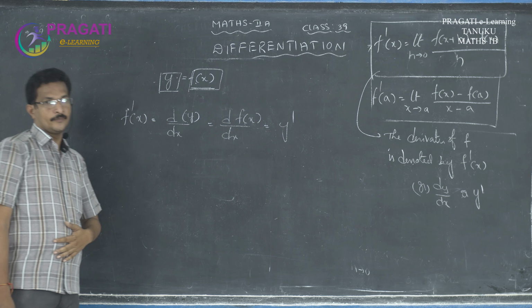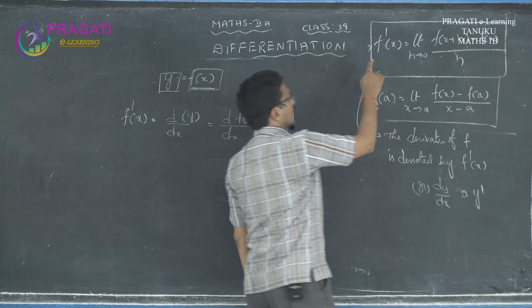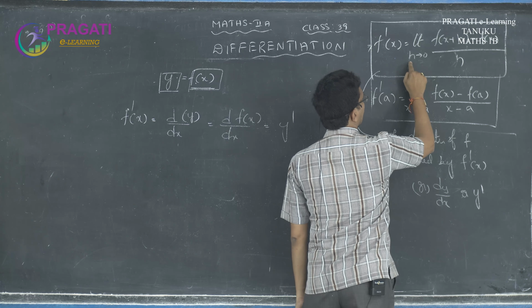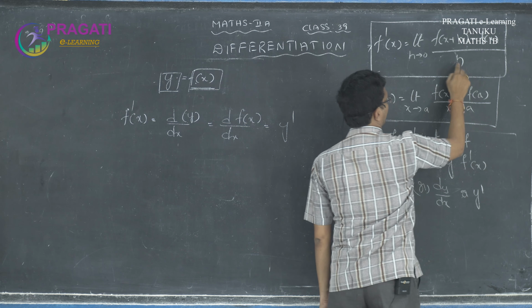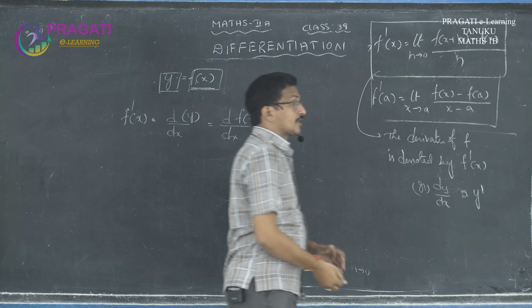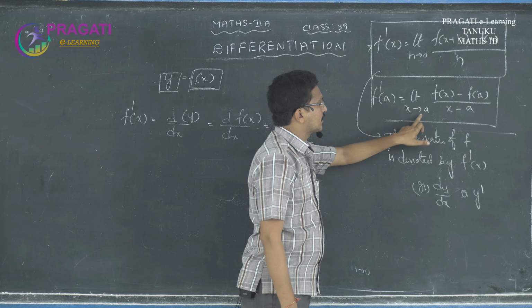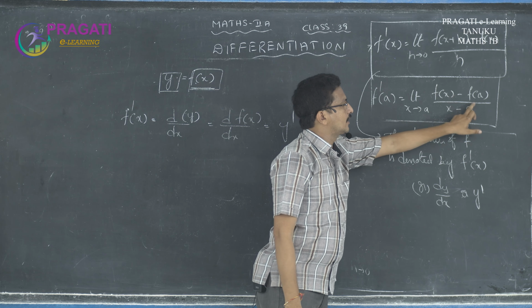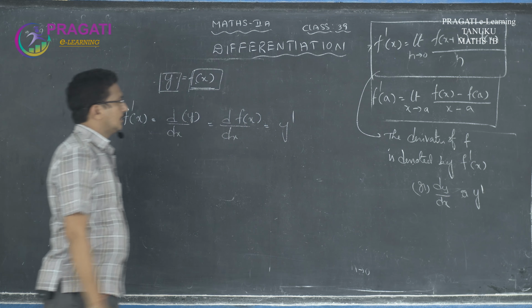Okay, and the derivative of the function, we use the formula f dash of x is equal to limit h tends to 0 f of x plus h minus f of x by h. At x is equal to a particular value a, then we use the formula f dash of a is equal to limit x tends to a, f of x minus f of a by x minus a.